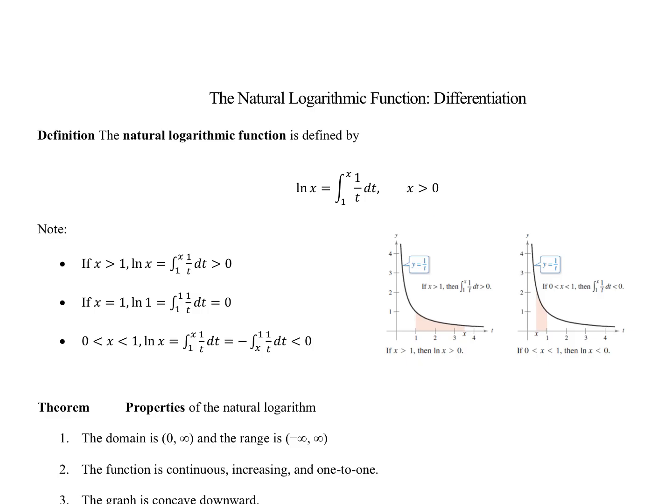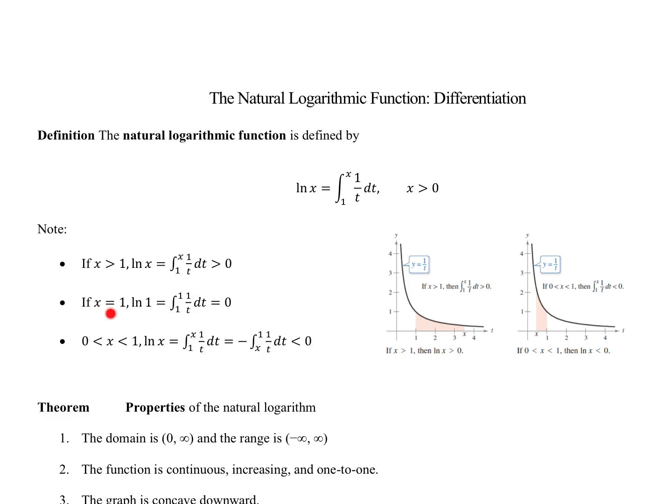Now, the graph of 1 over t, when x is greater than 0, is in the first quadrant. And when x is greater than 1, this is just the area bounded by the curve from 1 to this x value. So it's going to be a shaded area, right? Therefore, the area is greater than 0.